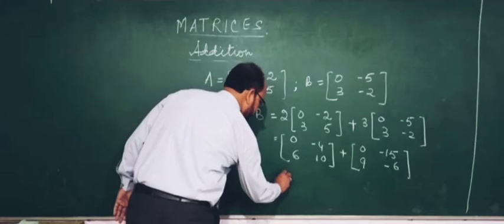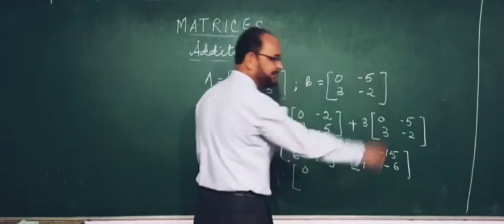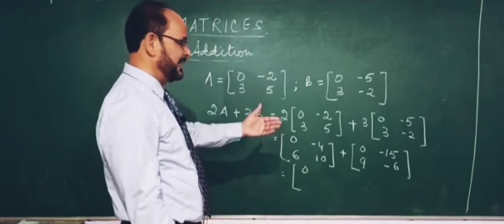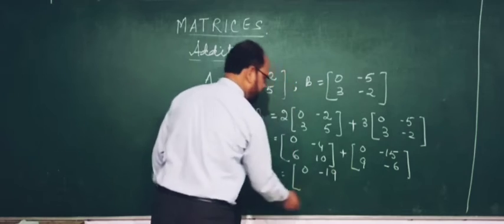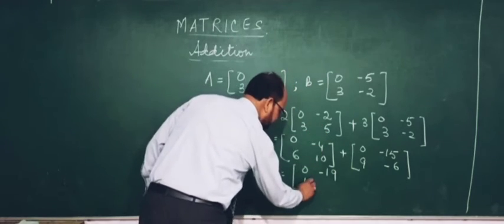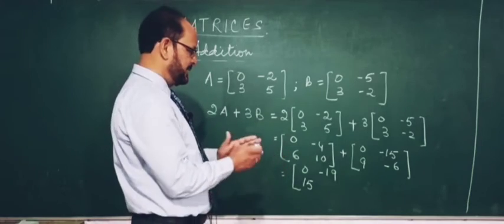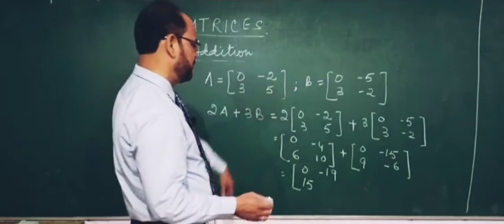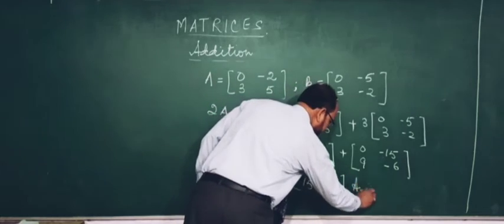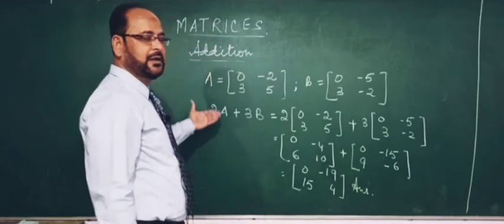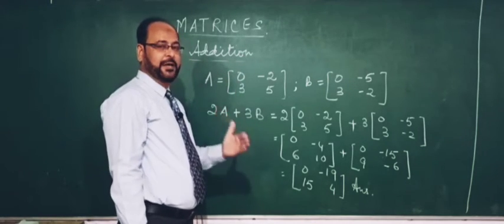Sum of 0 and 0 will be 0. Sum of negative 4 and negative 15, both numbers are negative, having negative sign, so the sum will be negative 19. 6 and 9, sum will be positive 15. 10 and negative 6, when you will add them, then 6 will be subtracted from 10. So 10 minus 6 will be 4. This is the answer. So this is the way you will find the value of 2A plus 3B.